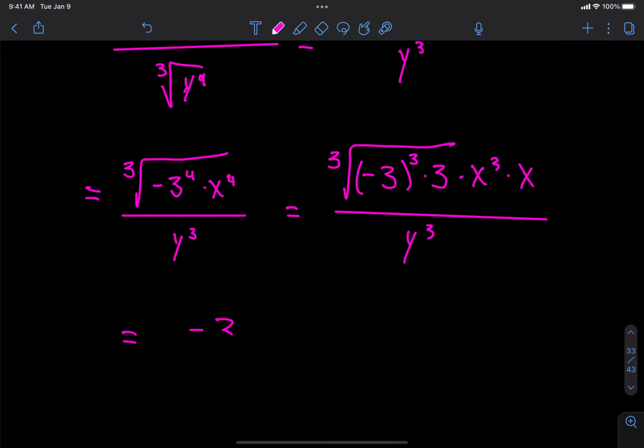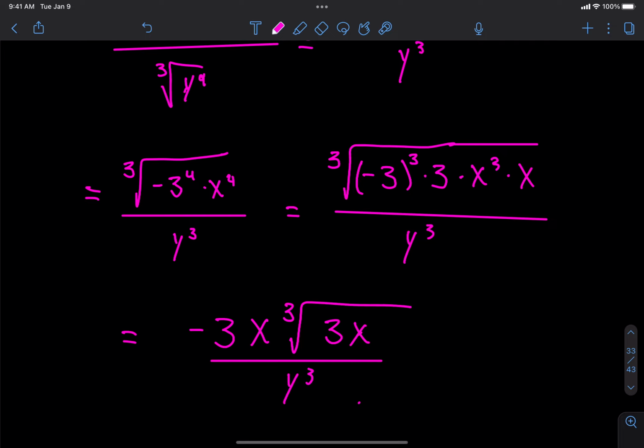I can pull out the negative 3. What else can come out? X. And what am I left with inside of my cube root? 3x. 3x. Very good. And then all divided by y cubed. All right.